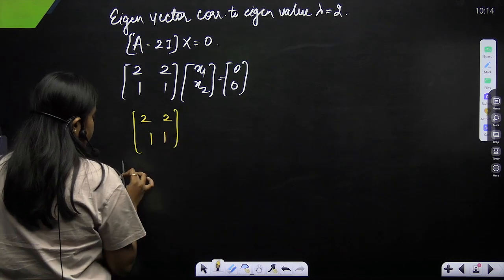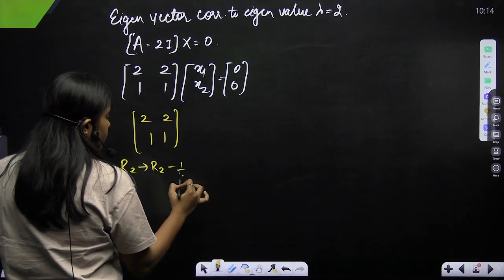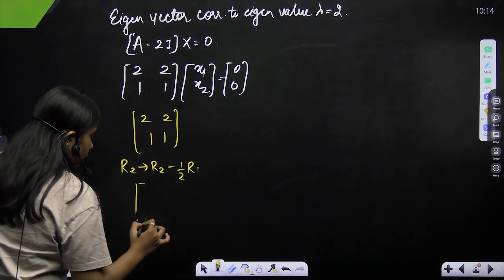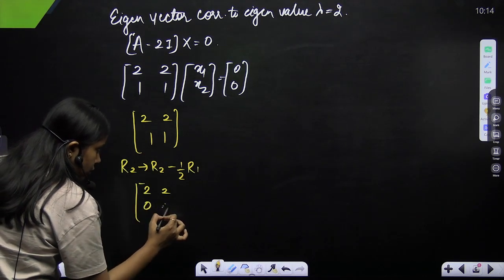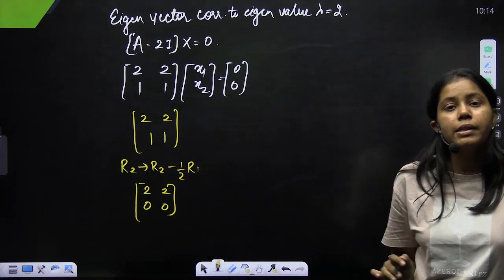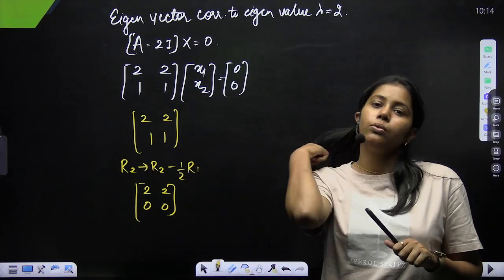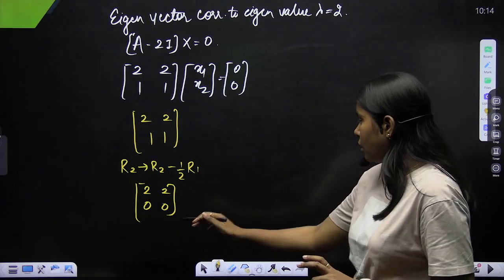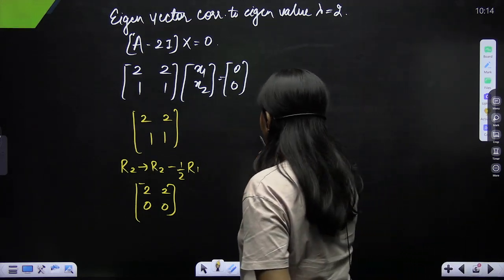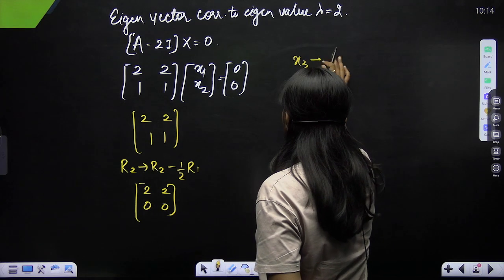Now I'll apply the operation. R2 tends to R2 minus 1 by 2 R1. So I got 2, 2 and this is 0, 0. Rank is 1, so 1 would be my free variable. Obviously, for an eigenvalue you would always get a free variable because you have infinitely many solutions. So x1 is fixed. Let's say x3 is your free variable. I am writing here x3 free variable.